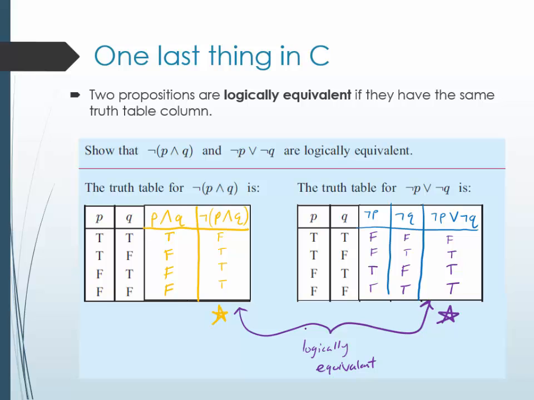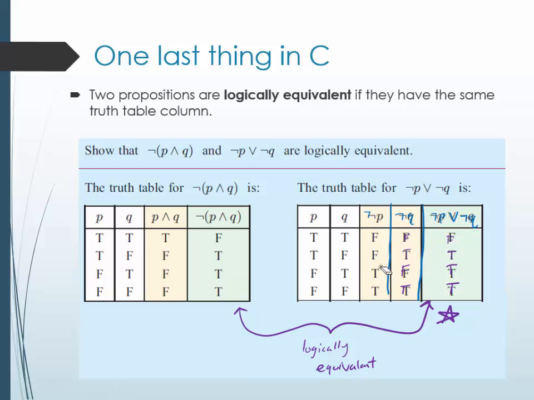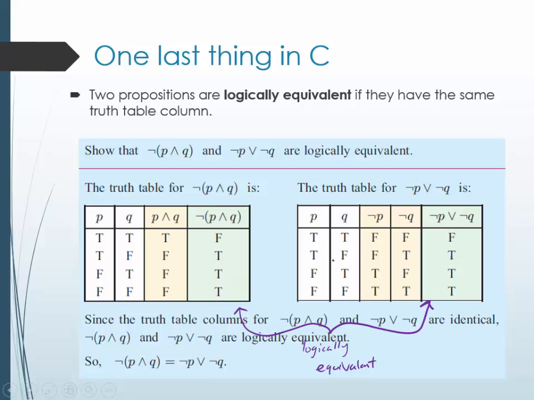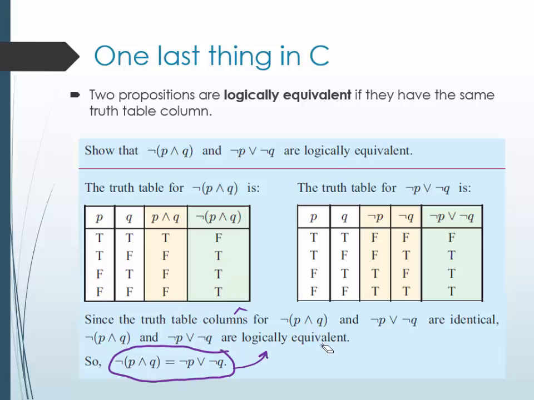One last thing in C. Oh, look at this. I have all the answers. There you go. Now you can see them better. Oh, look at what you do. There we go. Logically equivalent. Oh, there's that too. So these are saying that the statements are logically equivalent. Okay? That's what that means. They are logically equivalent.